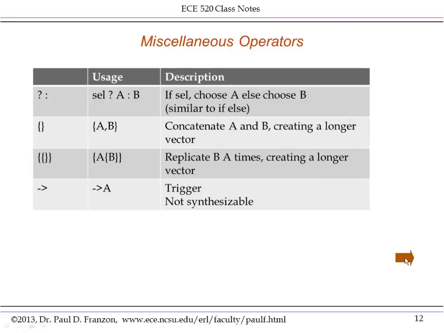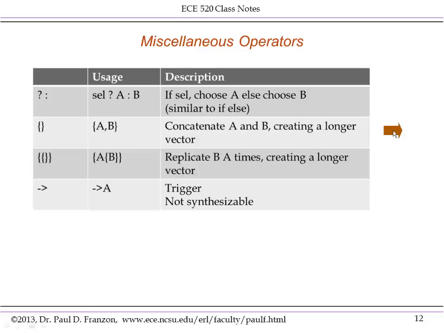There's various miscellaneous operators in Verilog that are very useful. There's question mark colon, which is the same as if else, but you can use it with continuous assignment, whereas if else, you can only use in a procedural block. The idea is if select is true, we select A, otherwise select B.